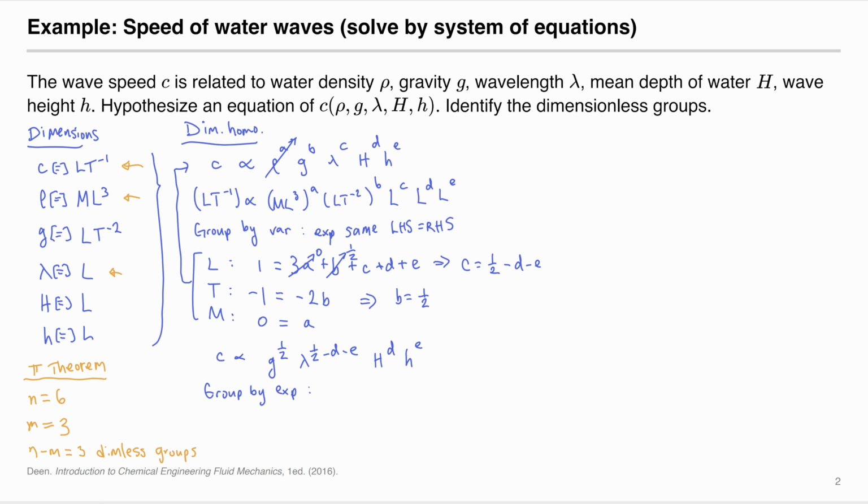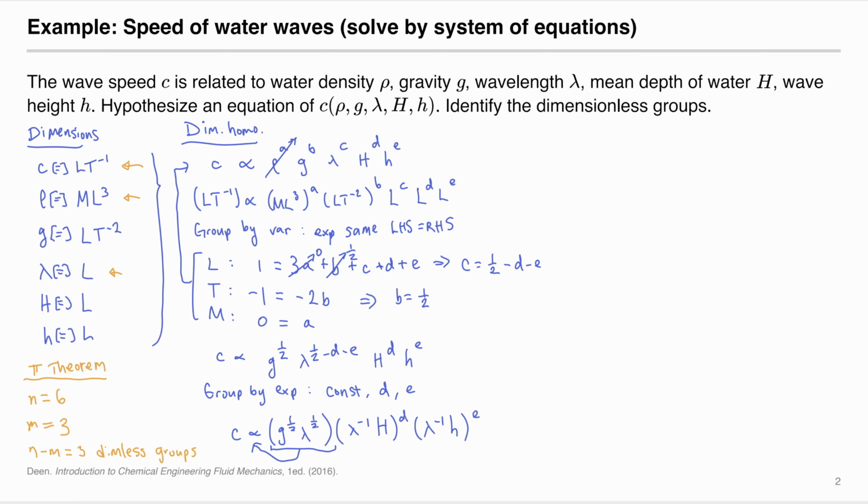So either it's the constants, exponents of D, or exponents of E. On the right hand side, group the constants. So we have G to the 1/2, lambda to the 1/2. Anything raised to the power of D is lambda minus 1 and H raised to the power of D. Anything that's raised to the power of E is lambda minus 1 and H. And I can move the constants to the left.